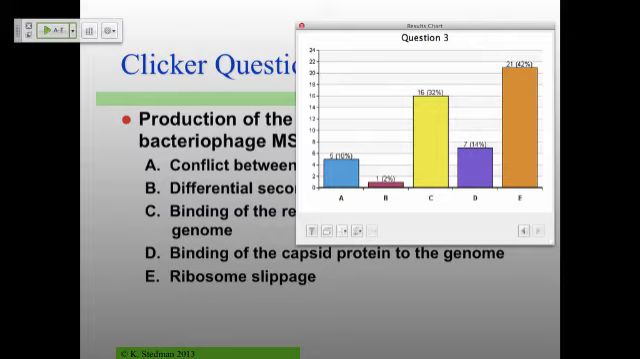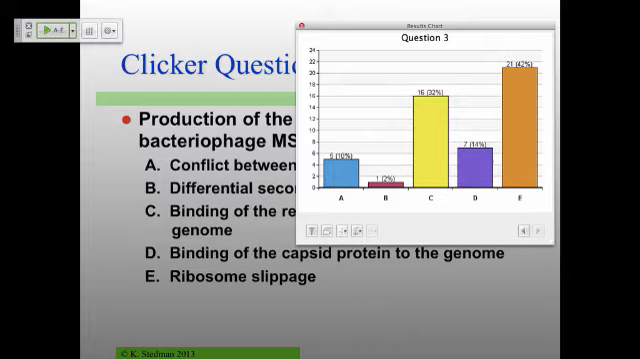Differential secondary structures are important for practically everything in the MS2 genome except for the lysis protein. Binding of the replicase protein to the genome is important, but that's more having to do with the coat protein rather than the lysis protein. Binding the capsid protein to the genome is probably as close to the correct answer, which is ribosome slippage, but that's more having to do with shutting down the replicase protein and how the replicase protein is being made. So the answer is ribosome slippage.